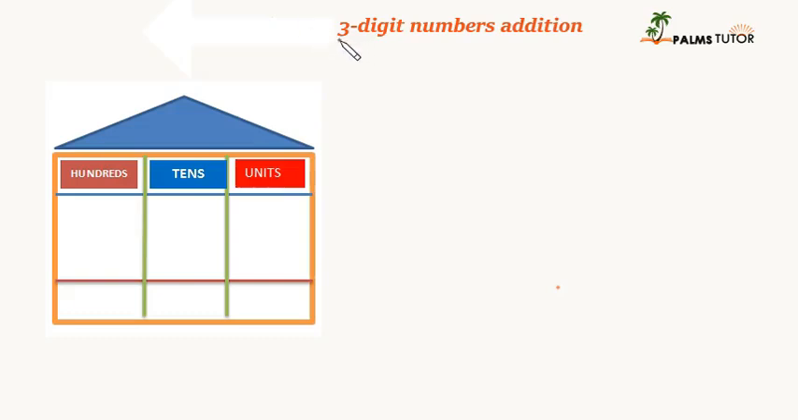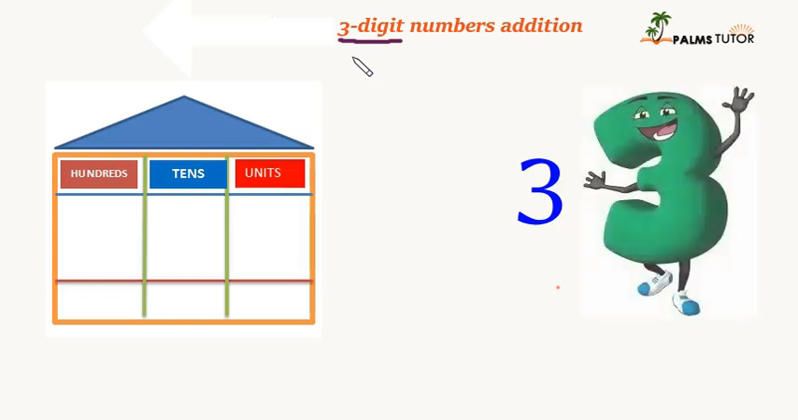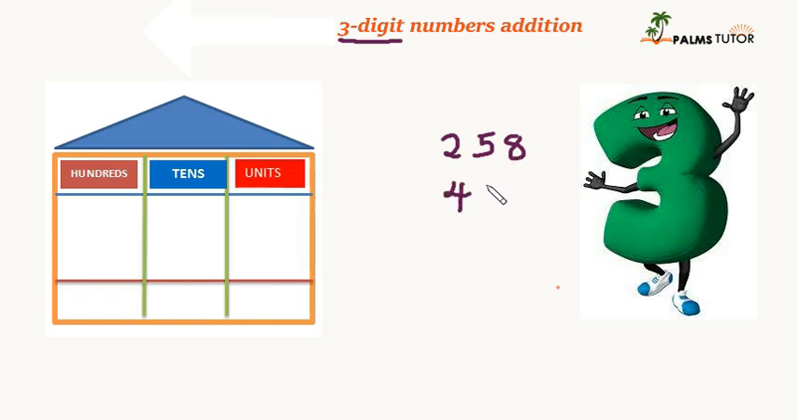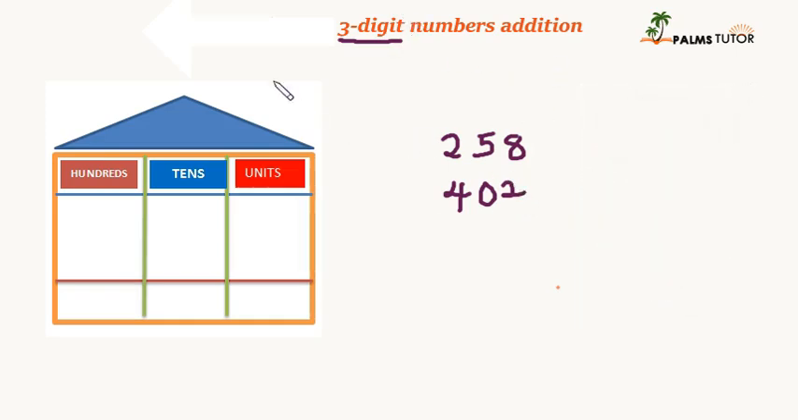A 3-digit number has 3 digits, as the name implies, like 2, 5, 8. You can see it has how many digits? 1, 2, 3. Also, 4, 0, 2. How many digits? 1, 2, 3. A 3-digit number has 3 digits.